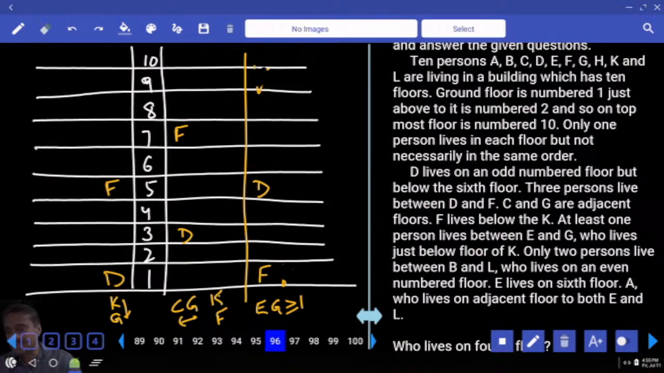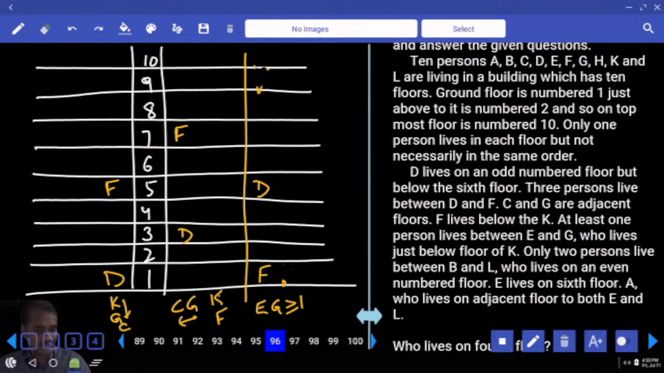Is my F fixed or not? Then next one. Now C and G are adjacent to each other, so how should it be? Now K, G and C must be together. Are you getting this or not? Because K and G are adjacent, G is immediately below K, and again G and C are adjacent, isn't it? Hence K, G and C must be together here.